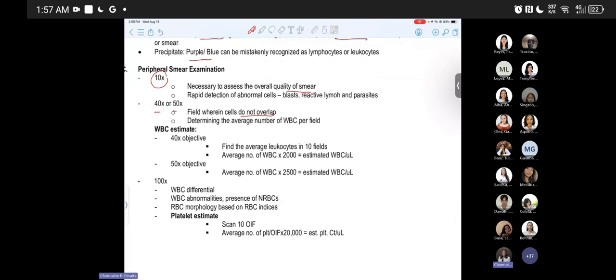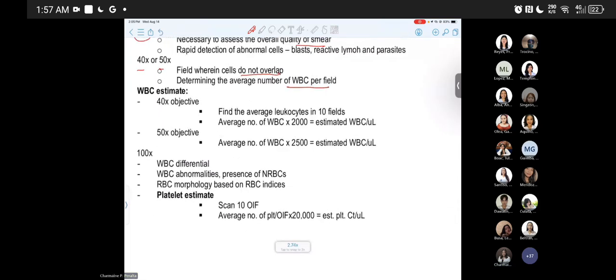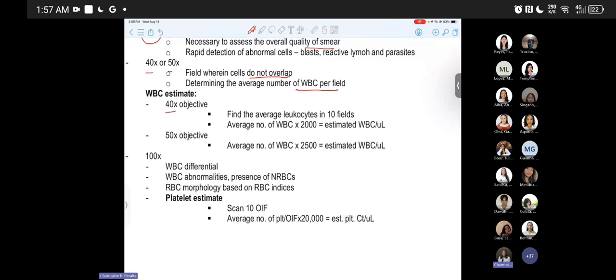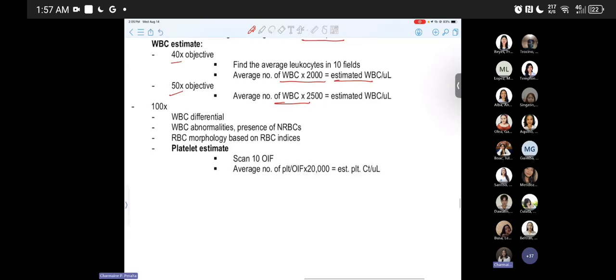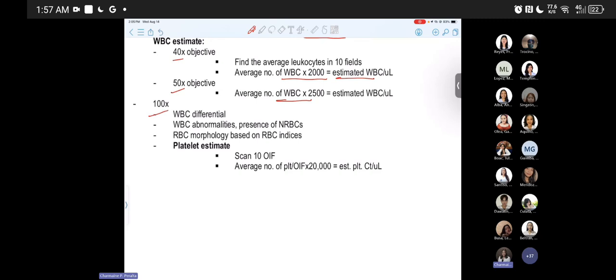And it is also used to determine the average number of WBC per field. Then we have the WBC estimate. If 40 ang objective na ginamit, ito yung formula. And ito yung WBC estimate. If 50 ang objective na ginamit, ito yung formula. Yan, kaya na yan. If 100, yun yung ginagamit for differential.